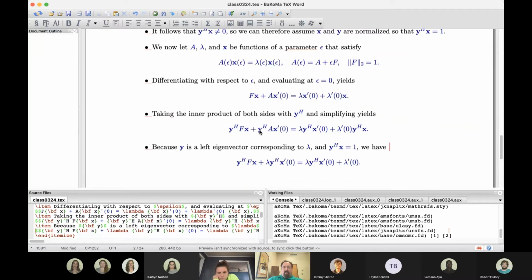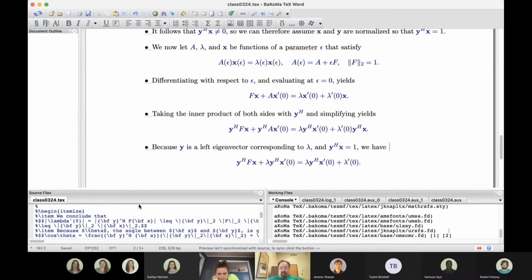And y Hermitian transpose A, y is a left eigenvector. So that's the same as lambda times y Hermitian transpose. So I take that into account here. And as I mentioned before, this is 1. So now we have this.